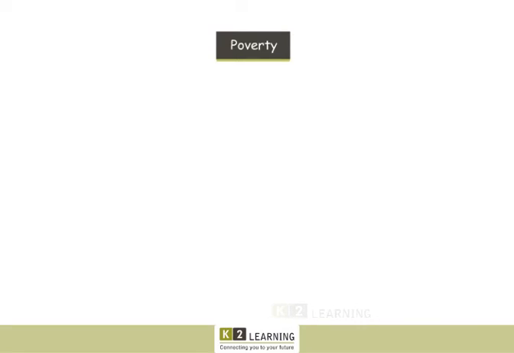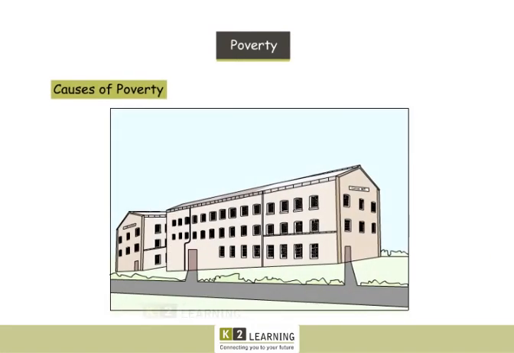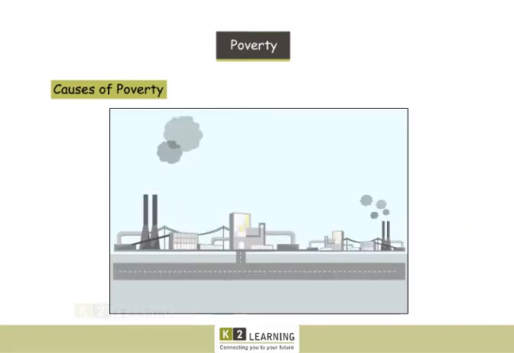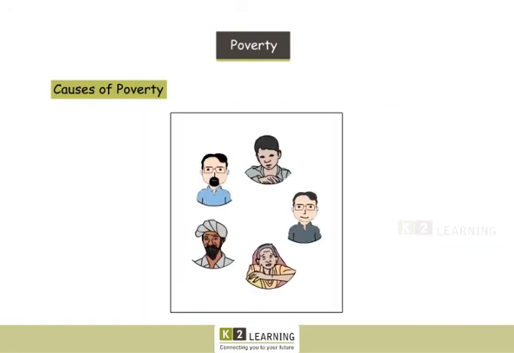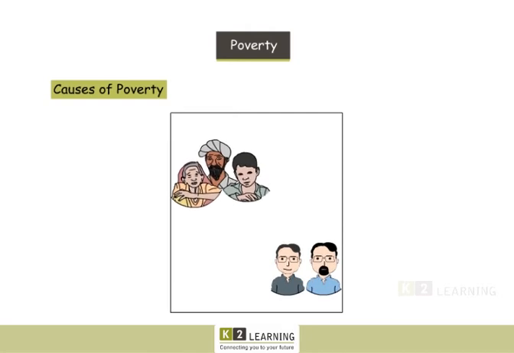Let us understand the main causes of poverty. The British destroyed cottage and small-scale industries of our country to promote their modern industries. They exploited natural resources to fulfill their vested interests. Income inequality is another reason, where a large section of population are forced to remain poor due to concentration of wealth and income in the hands of few.